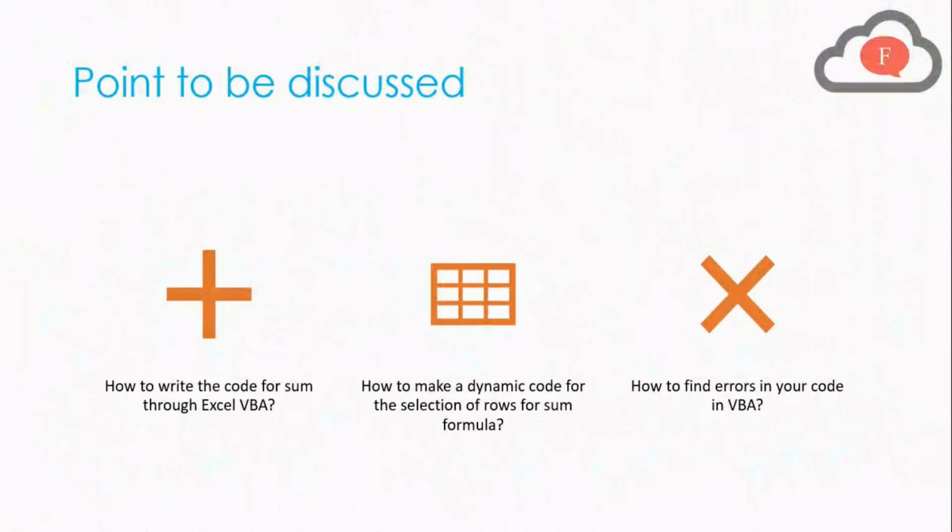In today's video, we will mainly talk about 3 points. In the first point, I will tell you how to write the code for sum through Excel VBA. Secondly, I will tell you how to make a dynamic code for the selection of rows for the sum formula. And in the end, we will see how to find errors in your code in VBA. So all this will be covered in today's video.